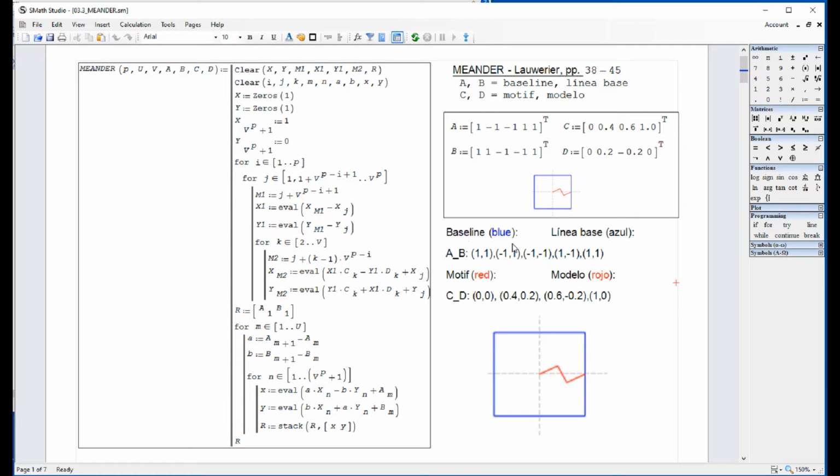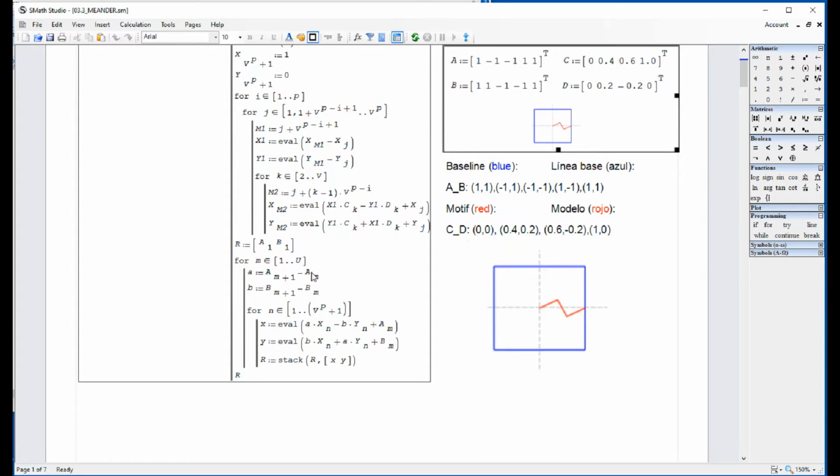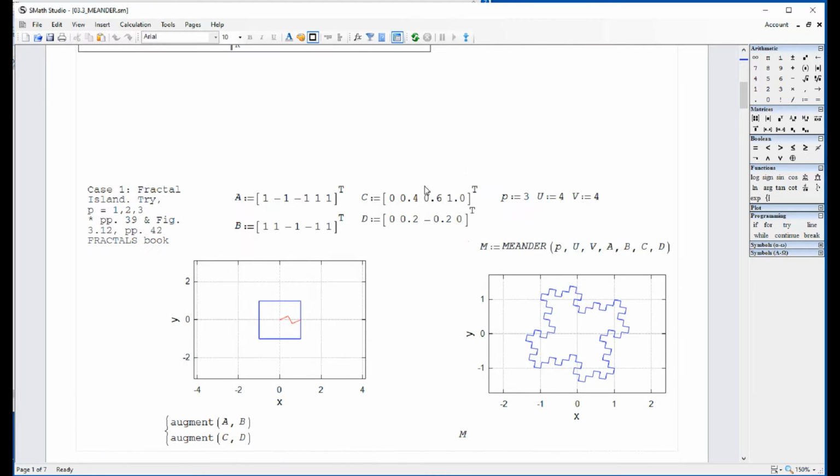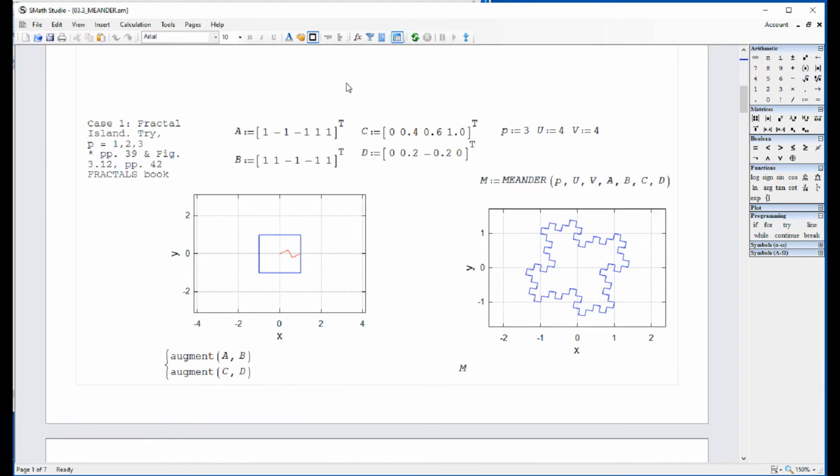The motif is represented by the vectors C and D here, which represent coordinates x and y of the points 0, 0, which is this point right here. 0.4, 0.2 is the little peak right here. 0.6, minus 0.2 is this one, and then back to 1, 0. What we're going to do is take that pattern and reproduce it in the different components of the baseline. That is done by this program, and you can download that program to try it on your own.